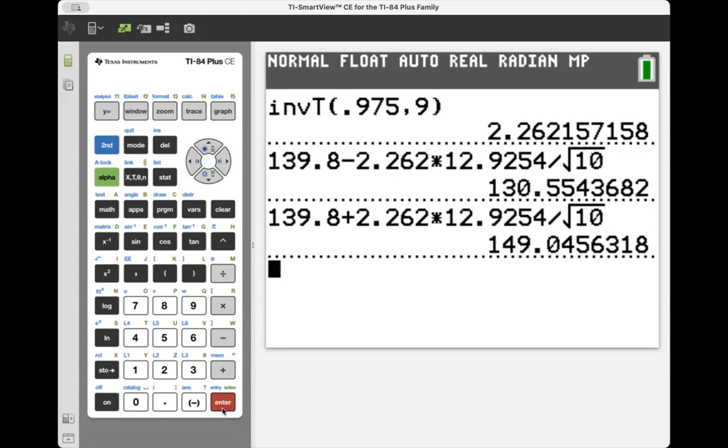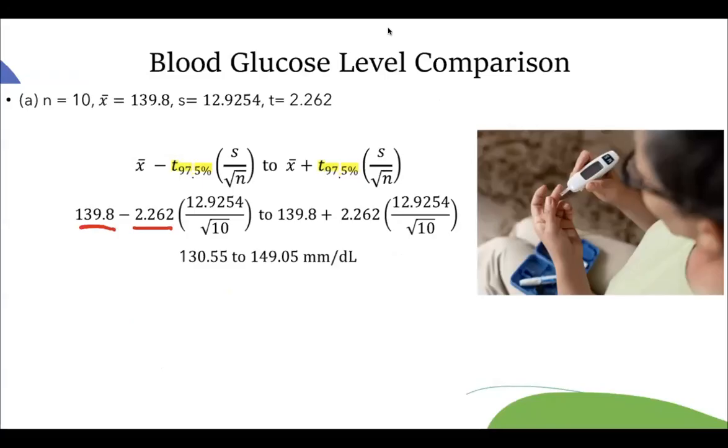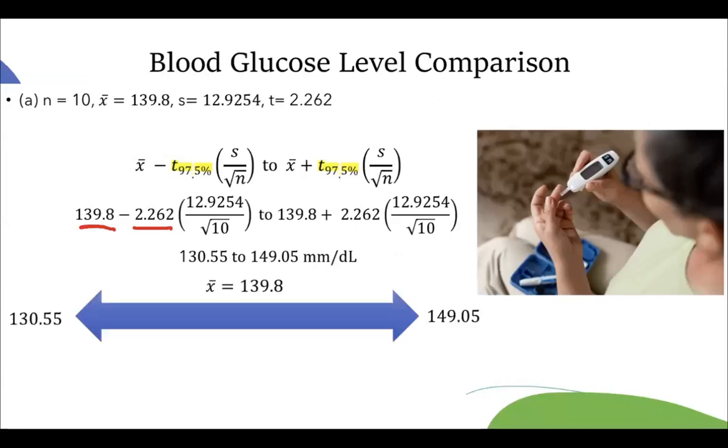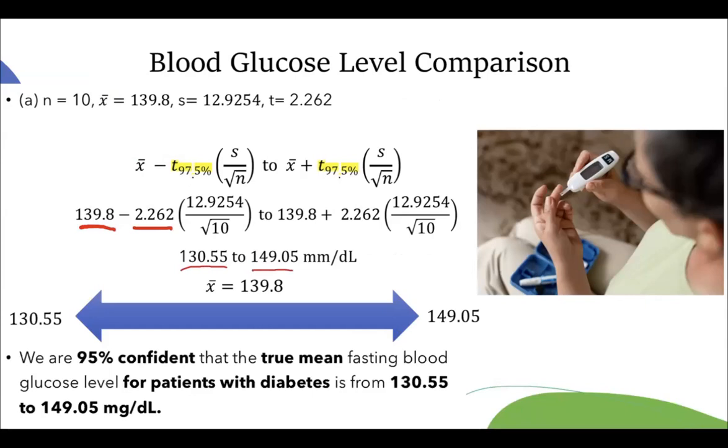130.55 to 149.05. Okay, so there's our confidence interval. And to interpret this confidence interval, we are 95% confident that the true mean fasting blood glucose level for patients with diabetes is from 130.55 to 149.05.